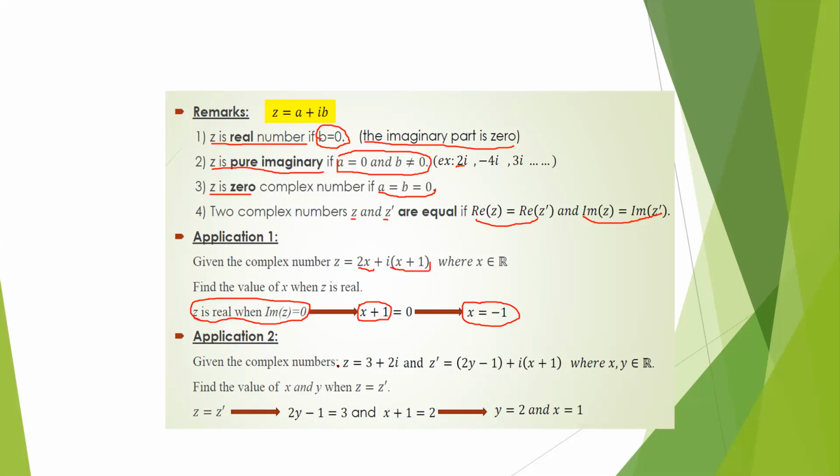Second application: z and z prime are two complex numbers. Find the values of x and y when z equals z prime. z equals z prime: in the real part, 3 equals 2y minus 1, and the imaginary part, 2 equals x plus 1. So z equals z prime.